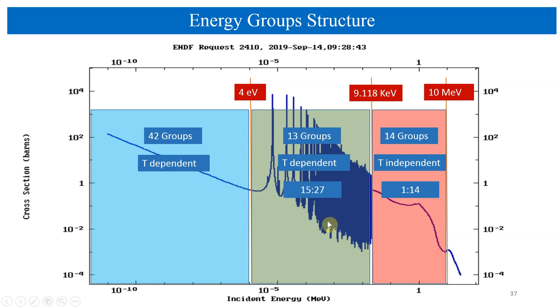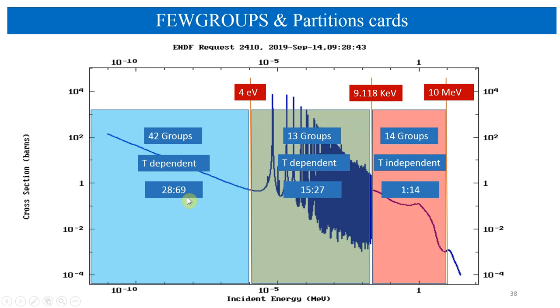This is group 1 to 14, and this is from 14 to 27. We just add these numbers, and this is from 28 to 69. We are using two cards, meaning input lines in WIMS. One of them is called the few groups card, and one of them is called the partitions card.